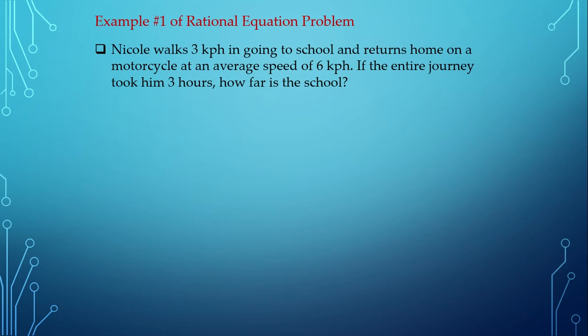Example number 1 of rational equation problem. Nicole walks 3 kilometers per hour in going to school and returns home on a motorcycle at an average speed of 6 kilometers per hour. Again, when Nicole walks to school, she walks at 3 kilometers per hour. And she returns home on a motorcycle at an average speed of 6 kilometers per hour.